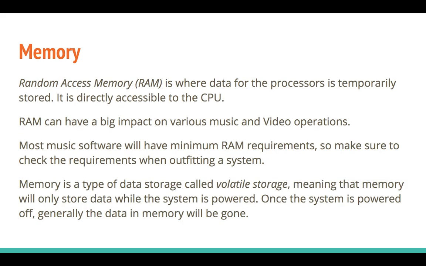Random access memory, or RAM, is where data for the processors is temporarily stored. It is directly accessible to the CPU. RAM can have a big impact on various music and video operations. Most music software will have minimum RAM requirements, so make sure that you check the requirements when outfitting a system. Memory is a type of data storage called volatile storage, meaning that memory will only store data when the system is powered on. Once the system has been powered off, that data will be lost.